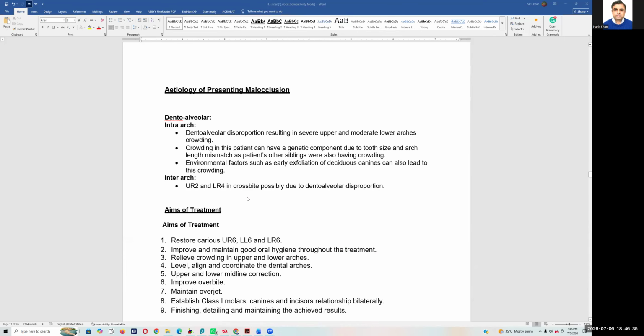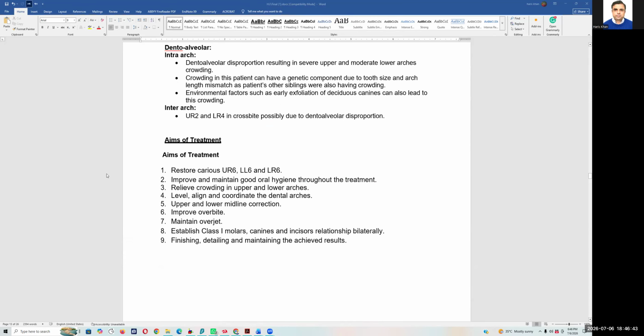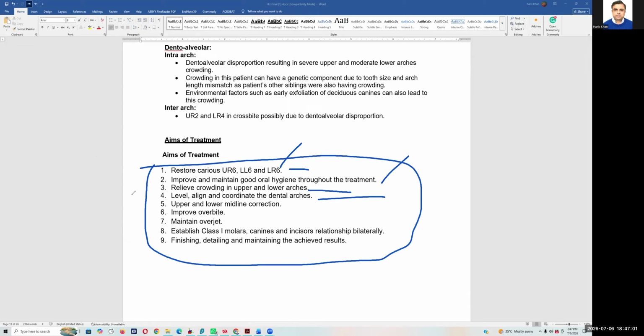You have to give the etiology of the malocclusion. If there's skeletal, give the skeletal. If there's dental, give the dental values. So you have to write all the etiology of the malocclusion. Aims of treatment are very important. They should be organized. Like I've done the restoration, give the oral hygiene instructions, then relieve the crowding, then put the braces, then level and align, coordinate the dental arches. So they follow the flow of treatment, right? It shouldn't be a haphazard aim.